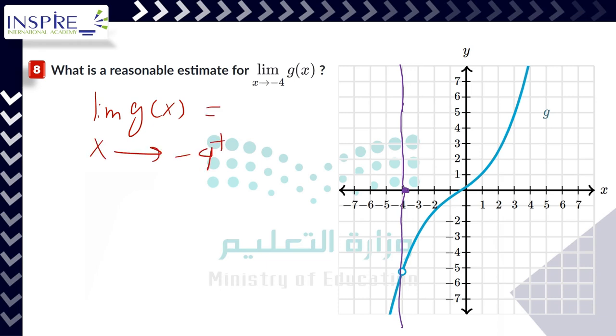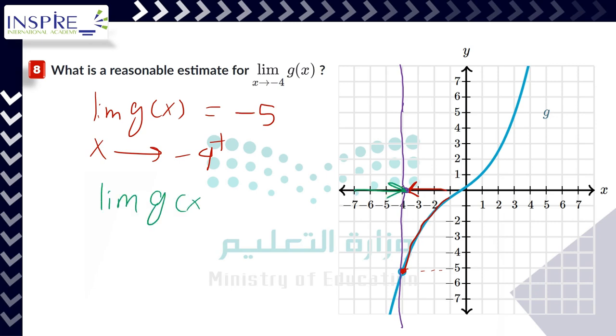To get it from the right side, it means as x approaches -4 from the right side, we'll get the value of the function, so you will trace the line. I drew the vertical line so that you will stop tracing the function when you exactly hit the line or just before it, so that you don't have any confusion. I will stop here. And the value of the function is -5. We will do the same from the left side.